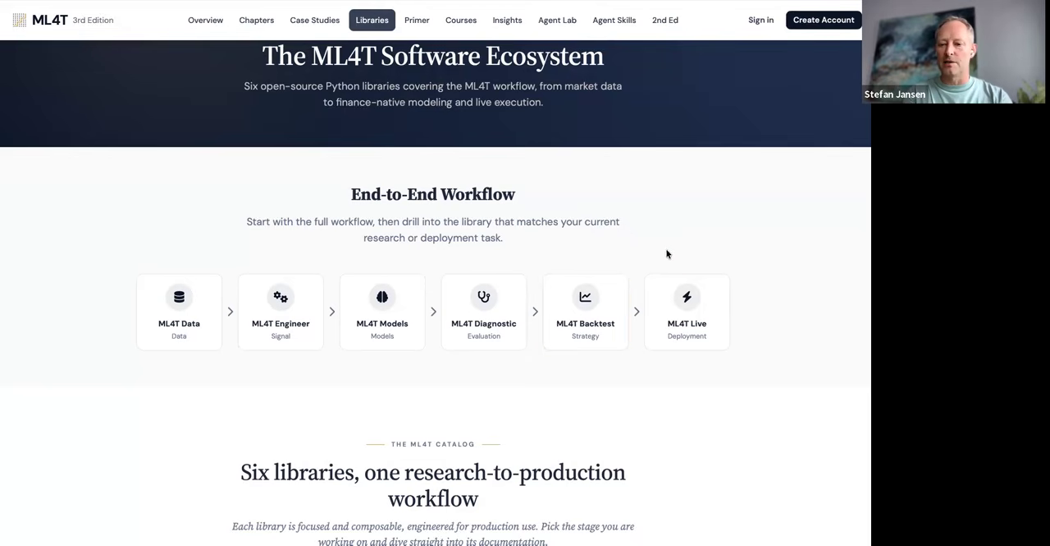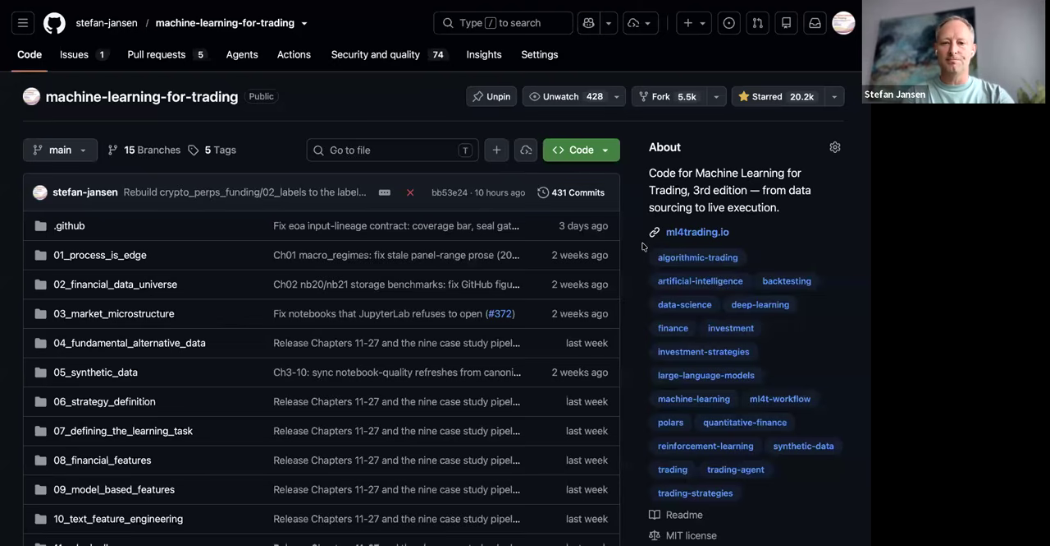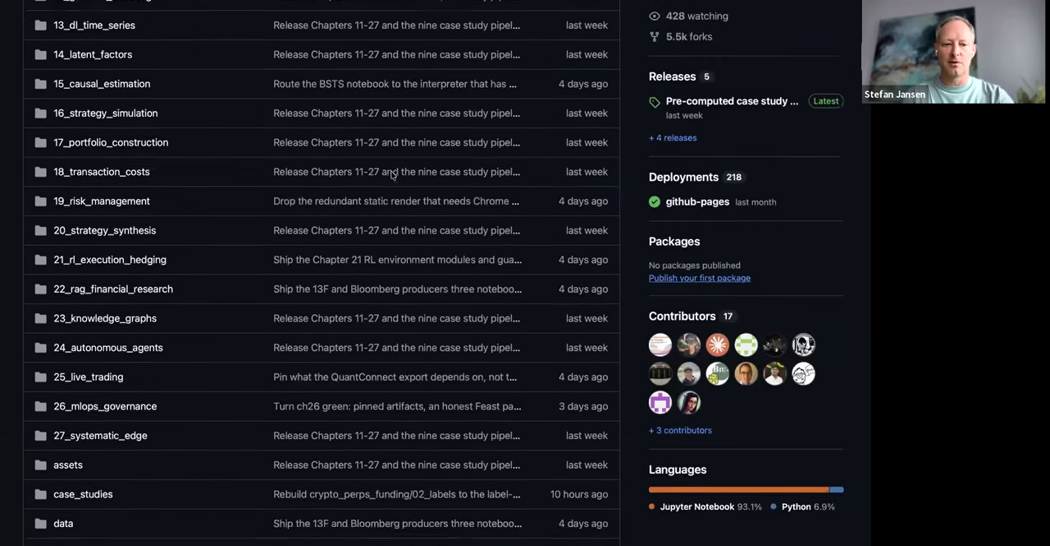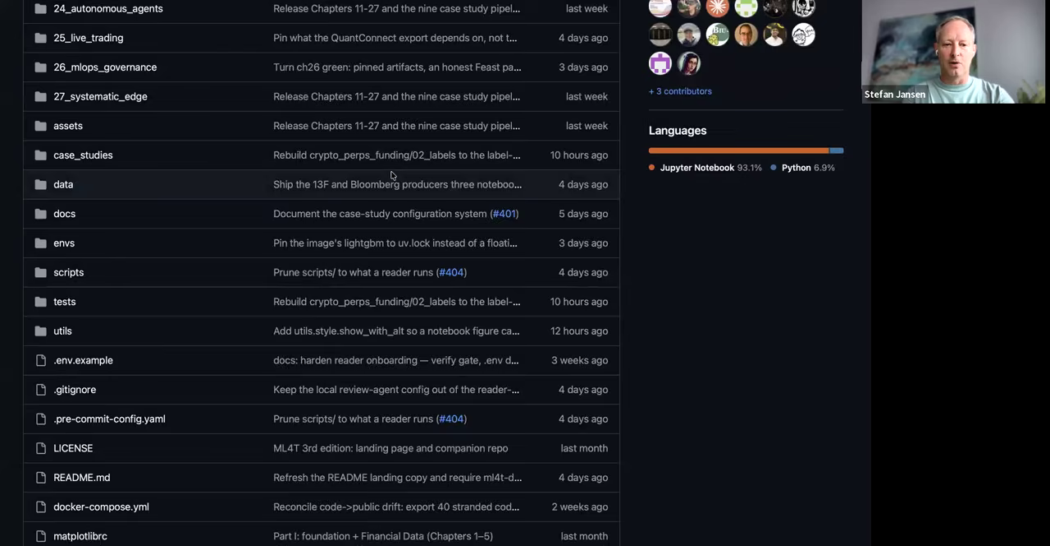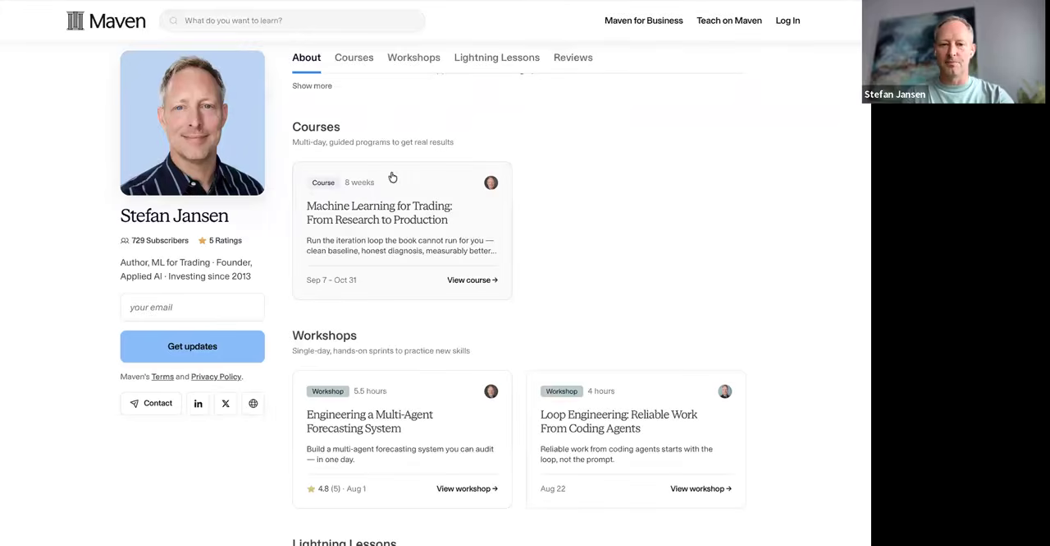And then there's also a live deployment library that works with Alpaca and Interactive Brokers. And here's the repo. Lots of stuff in here, all ready for you to download.